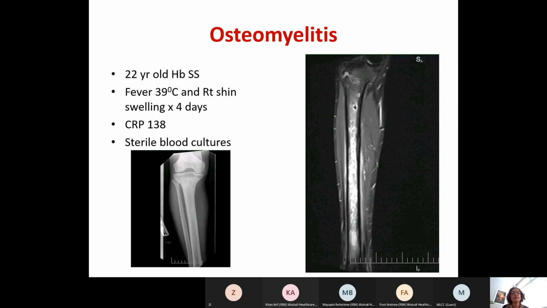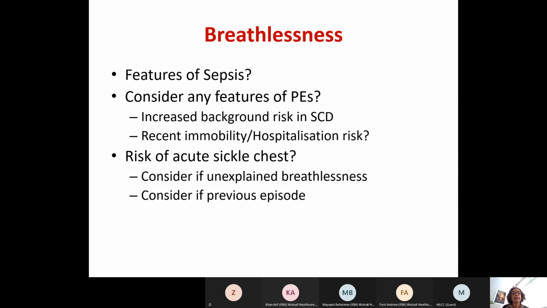And the pain had been there for 4 days. He had a CRP that was significantly elevated. Because of the atypical nature of his pain and his fever, we did some plain x-rays which were unremarkable, but then he went on to have an MRI which showed changes in keeping with osteomyelitis all down his tibia, and he had 6 weeks of antibiotics.